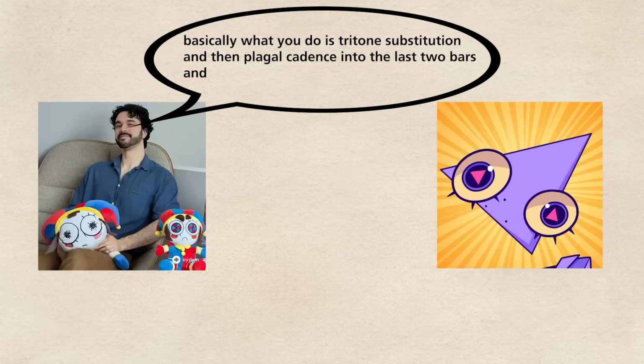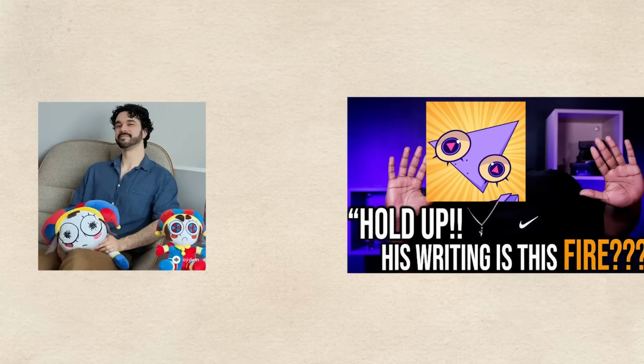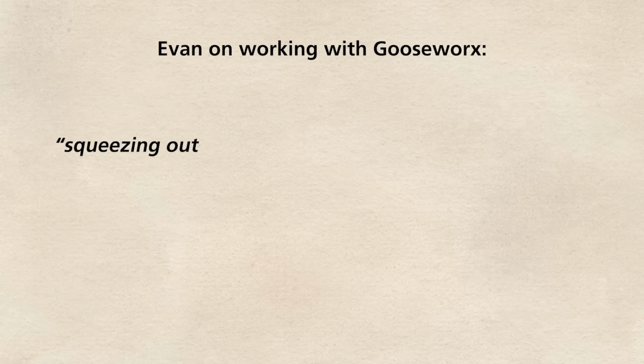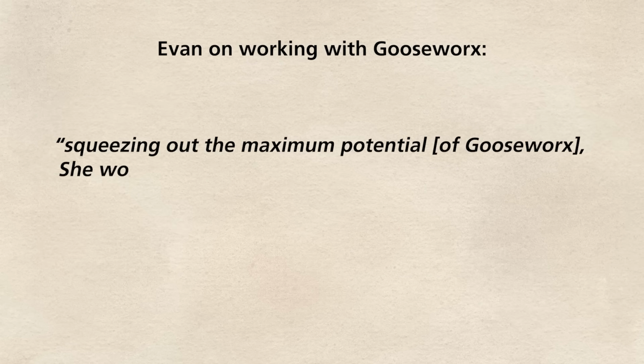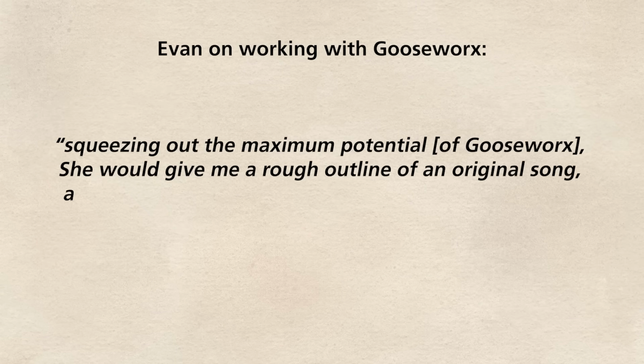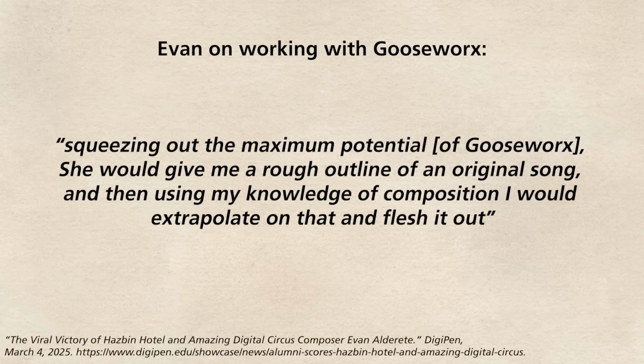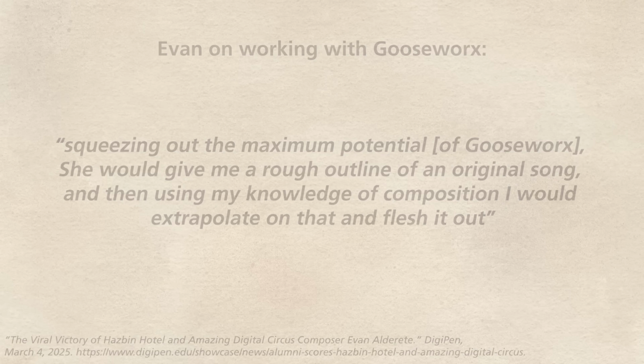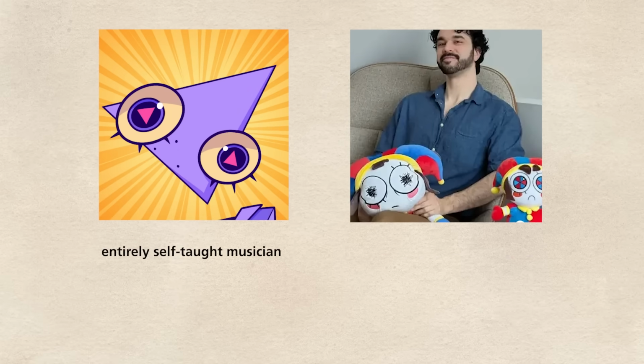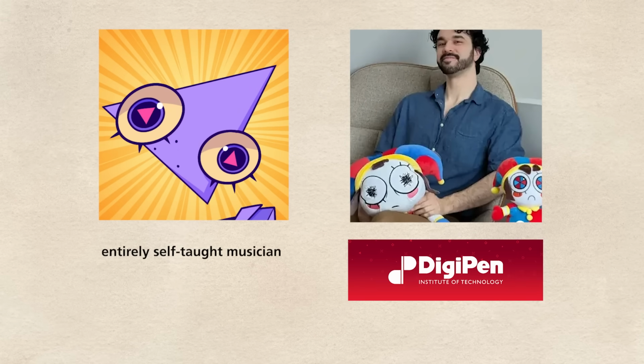Evan usually acts as a translator to gooseworx's highly expressive nature, squeezing out the maximum potential. She would give me a rough outline of an original song, and then using my knowledge of composition, I would extrapolate on that and flesh it out. gooseworx is an entirely self-taught musician, whereas Evan is a graduate of the DigiPen Institute of Technology in Redmond, Washington, with a degree in music and sound design.